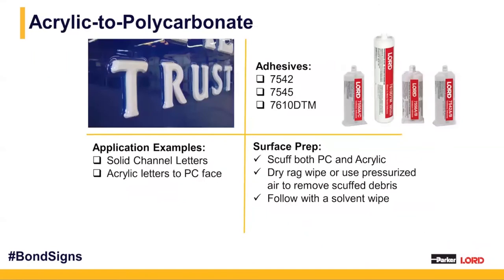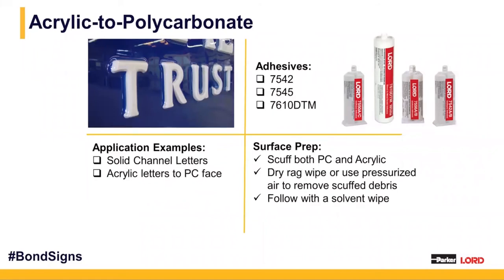We get a lot of questions for bonding to plastics like polycarb, ABS, acrylic, and PVC. A very common cross-bonding application for us is bonding acrylic to polycarb. Popular applications we run into are bonding solid channel letters as well as acrylic letters to a polycarb face.